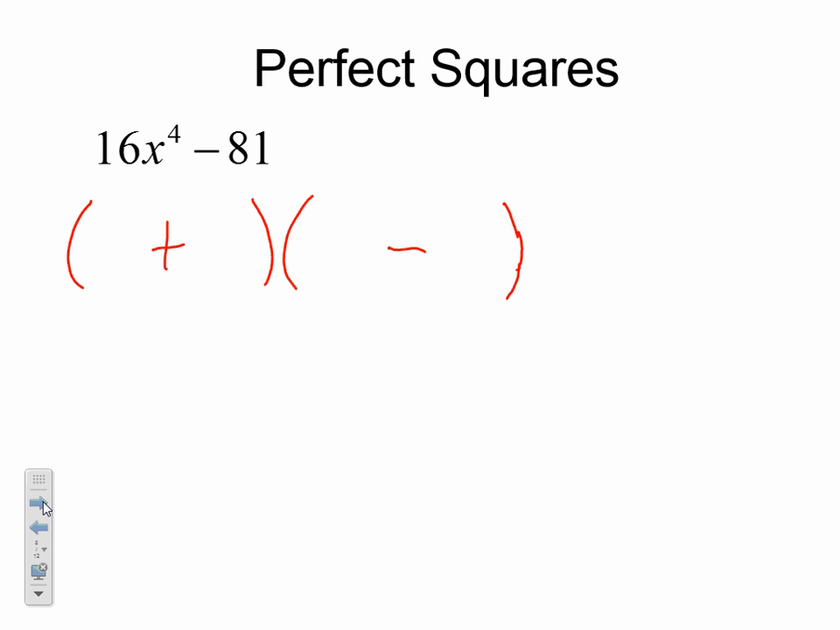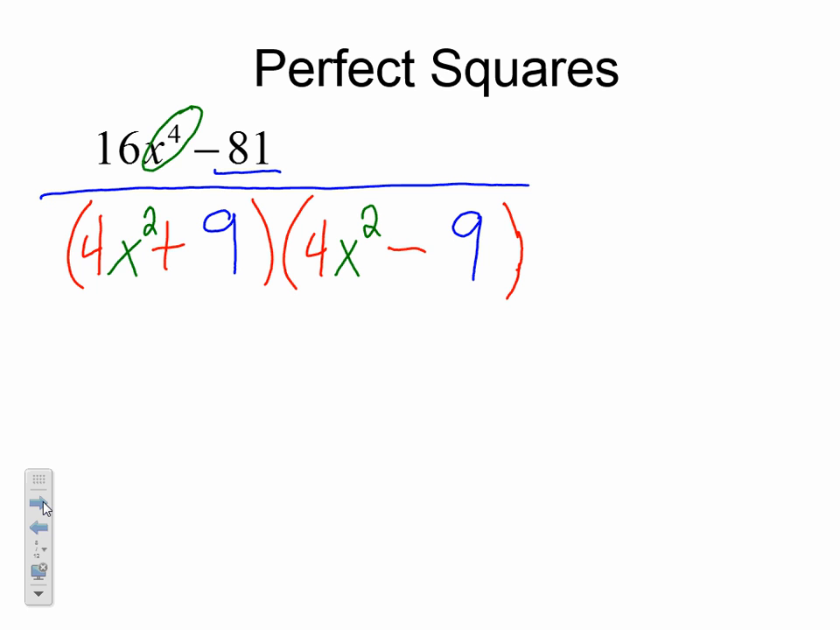16. The square root of 16 is 4, so I put 4 here, I put 4 here. Now, before we used to just put 2 x's, but this is x to the 4th, so I have to split it in half. So this is going to be x squared and x squared. And then the last one, 81. The square root of 81 is 9, so I just put 9 in here and in here. And then we are done with that one. That's all we have to do. We just have to know our perfect squares and make sure we split up our x squares evenly.